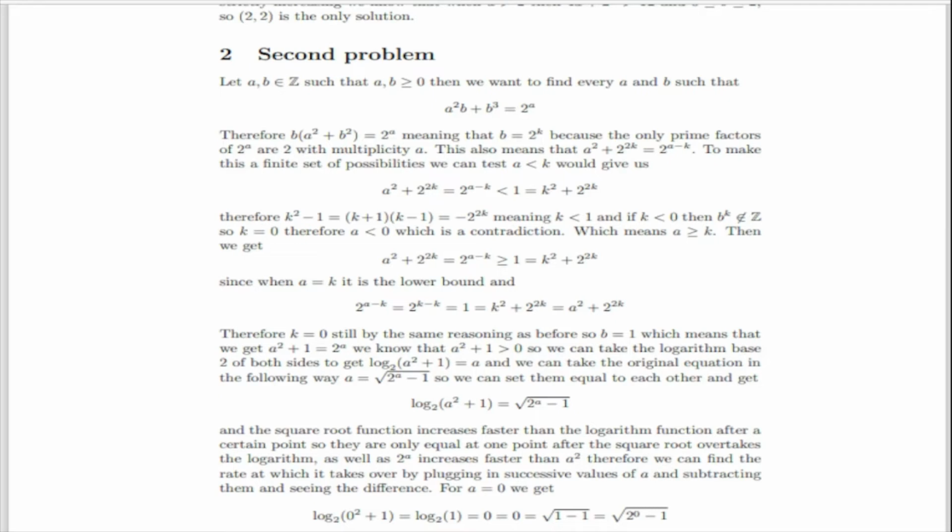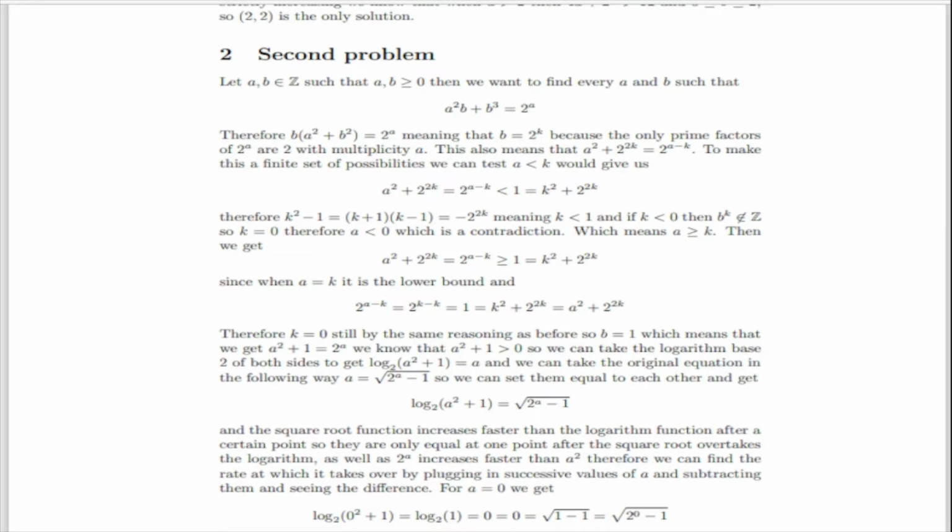Therefore, k still equals 0 by the same reasoning. So b equals 1, which means that we get a squared plus 1 equals 2 to the a. We know that a squared plus 1 is greater than 0, so we can take the logarithm, base 2, of both sides, to get log base 2 of a squared plus 1 equals a.